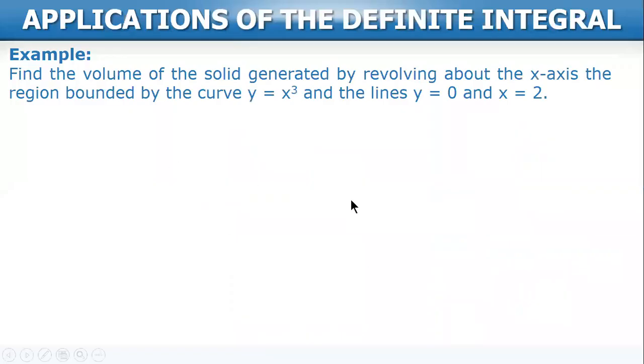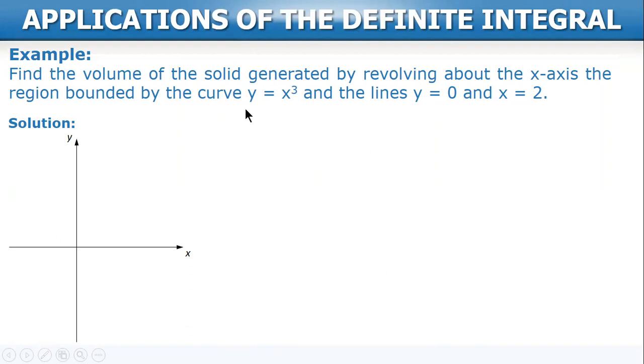Okay, let us solve some problems. Find the volume of the solid generated by revolving about the x-axis, the region bounded by the curve y equal to x cubed, and the lines y equal to 0 and x equal to 2. Okay. So first, you have to sketch the graph. Make sure that your graph is correct.